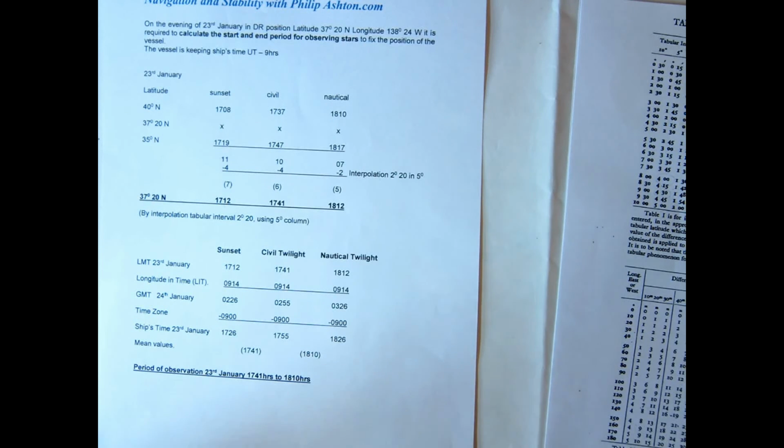So don't forget, once you've got the local time, that isn't the answer. You must apply your longitude to give you universal, and then apply the time zone to give you the actual values for ship's time on the 23rd of January.